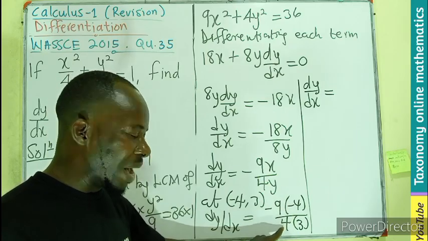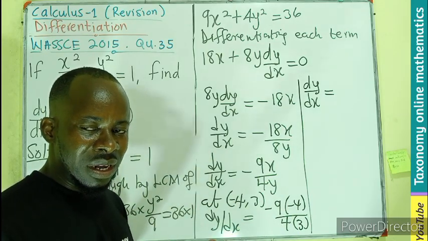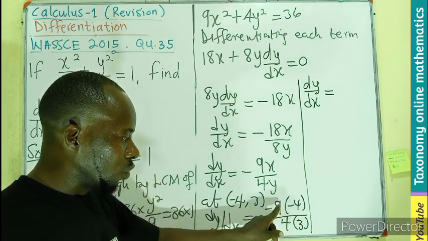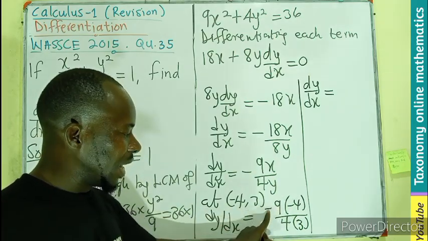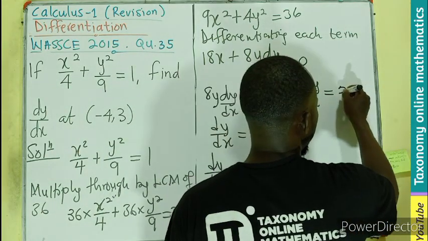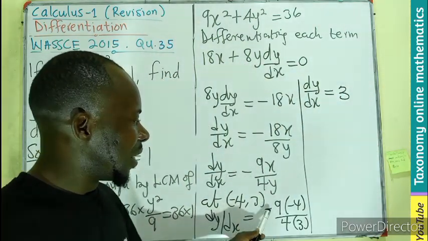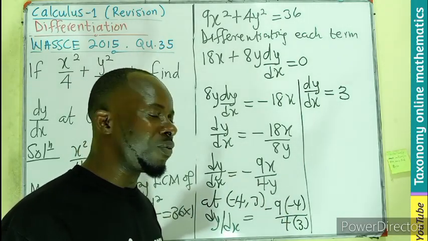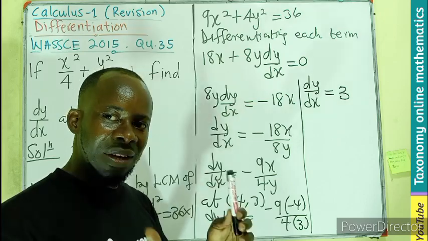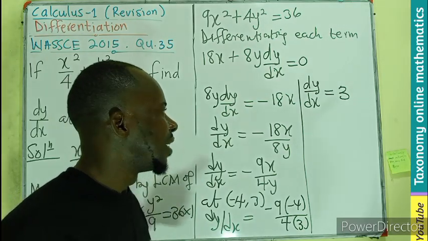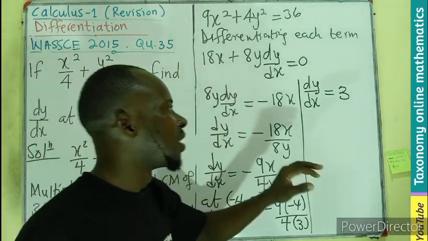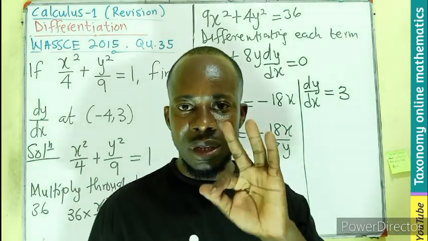Then 36 divided by 4 will give us 9. So it means this will cancel this. This 3 will also go here 3 times. But negative times negative is positive. So our answer is just going to be 3. That is negative 9 times negative 4, positive 36. 3 times 4 is 12. 36 divided by 12 will give us 3. So at the point (-4, 3), the dy/dx of this function will be reduced to 3.